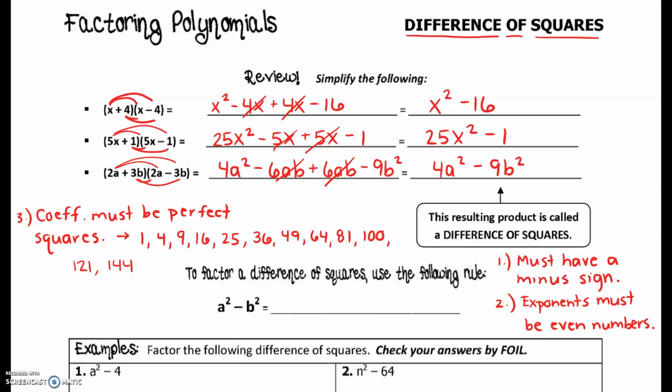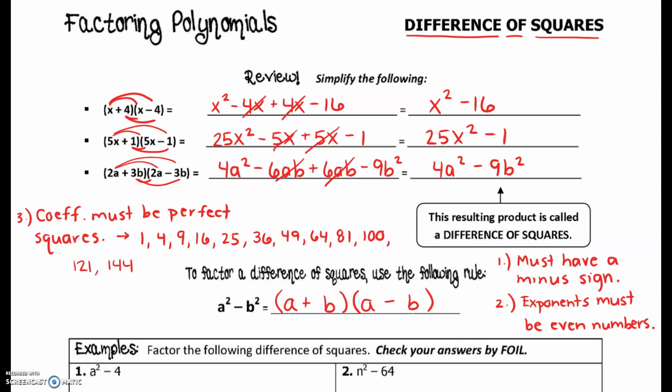To factor a difference of squares, you're going to use the following rule. You are going to set up 2 parentheses. And if you have exponents, you are going to split them in half. So I have a squared. That's going to turn into 1a and 1a. B squared. If you split that in half, that turns into b and b. And every single time, in order to get these middle terms to cancel out, you will need to keep a plus and a minus sign in your answer.